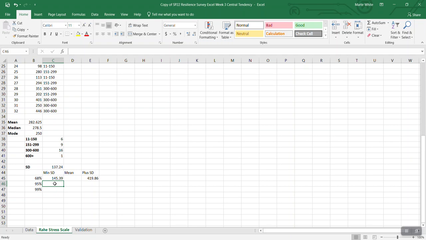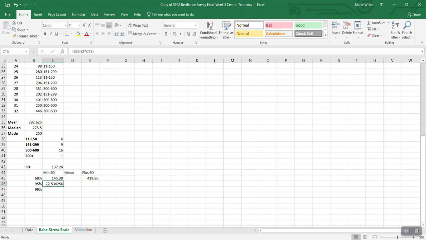So here, minus 2 standard deviations: equals the mean. And to be able to do this, we have to use parentheses. So the mean minus, parentheses, 2 times, that's the little star, so 2 times the standard deviation, parentheses, enter.